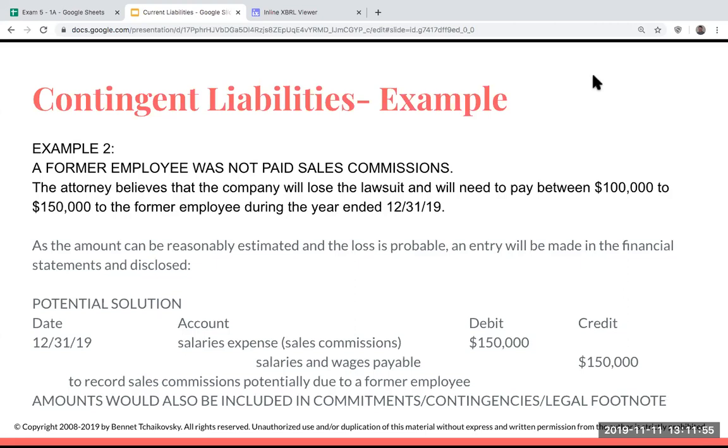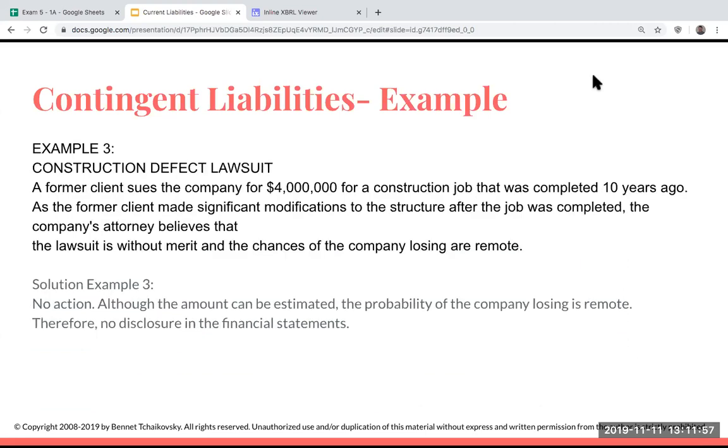And then this last example here: a former client sues a company for $4 million for a construction job that was completed 10 years ago. As the former client made significant modifications to the structure after the job was completed, the company's attorneys believe that the lawsuit is without merit and the chance of the company losing is remote.